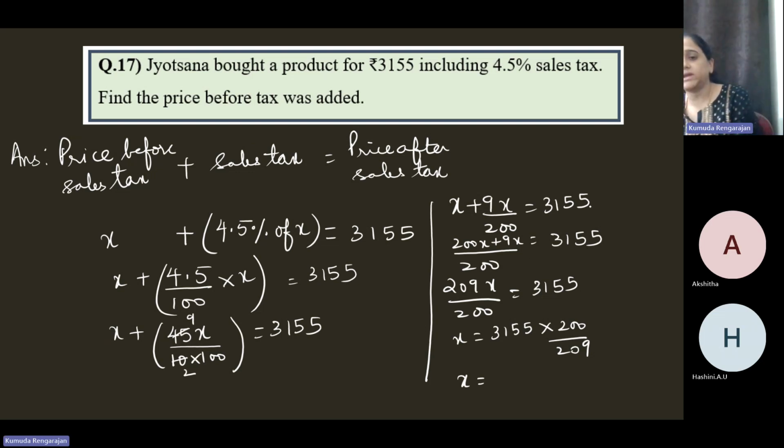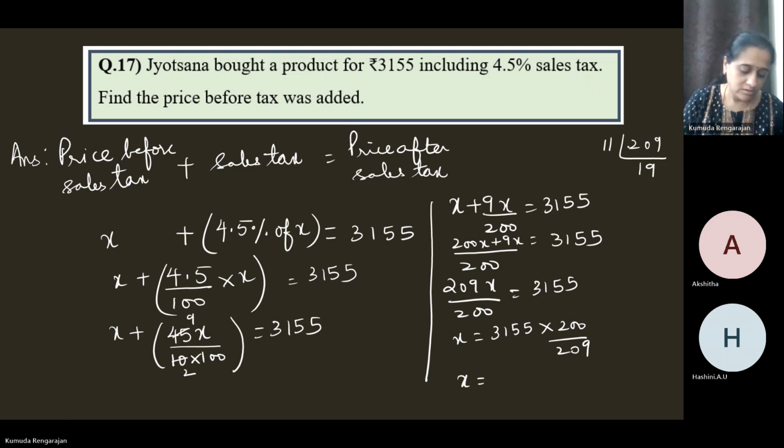Now you'll say you have a calculator, so you're doing it. But this is what you have to do. 209 is what we have in the denominator, right? Find the factors of 209. 209 divided by 11 is 19. You'll try to divide 209 by 2, not possible, then 3, 5, 7, and finally you have to come to 11. So 209 is divisible by 11 and 19, and they are prime numbers.